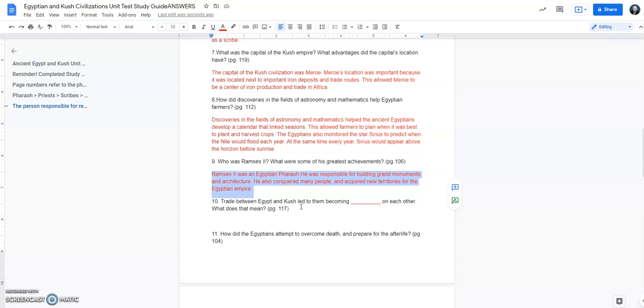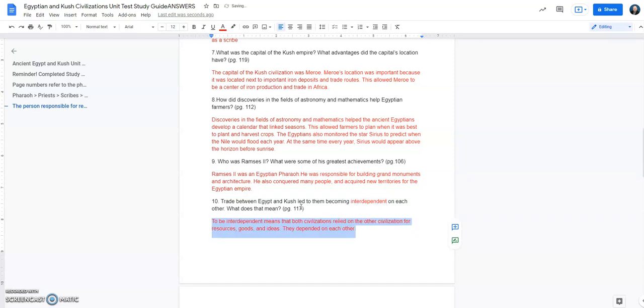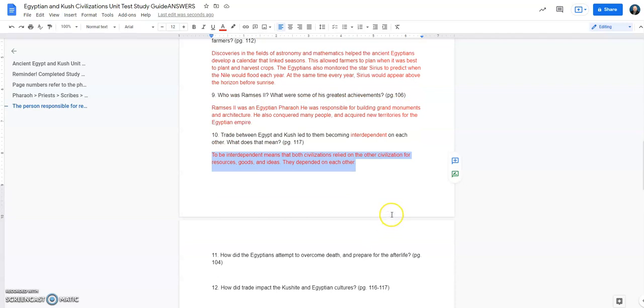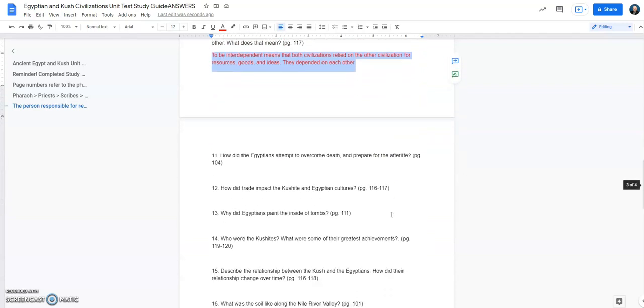What does that mean? So the word would be interdependent. And what does interdependent mean? Well, interdependent means that both civilizations relied on each other for goods, services, ideas. They depended on each other, right? Kush had things that Egypt needed that they couldn't get by themselves, and Egypt had things that Kush needed that the Kush people couldn't get without them. So they were dependent. Kush needed these things, Egypt needed these things, and they would trade. So they became interdependent on each other.